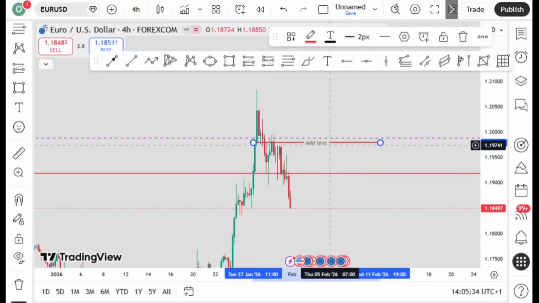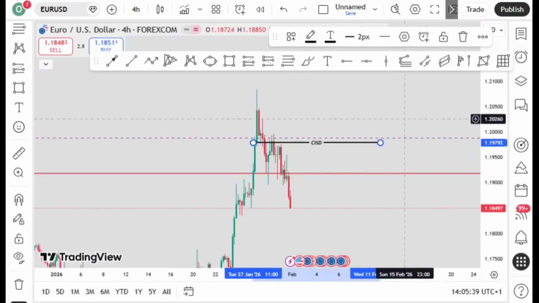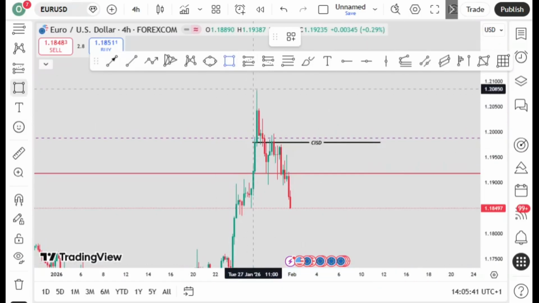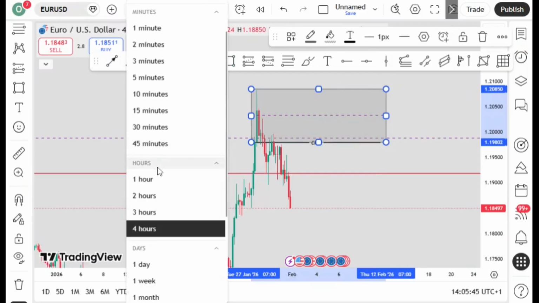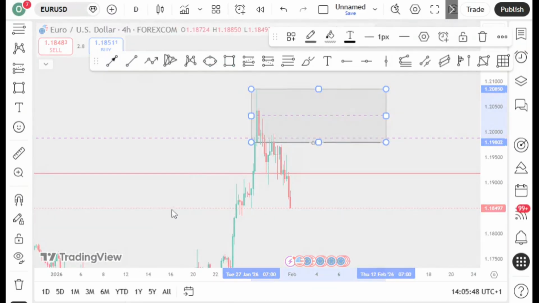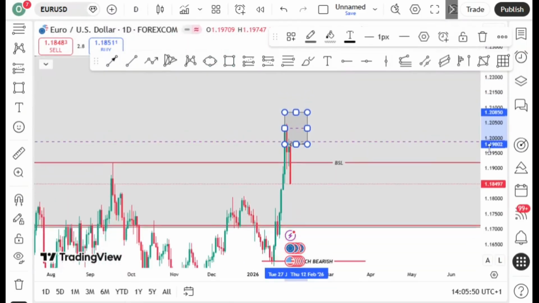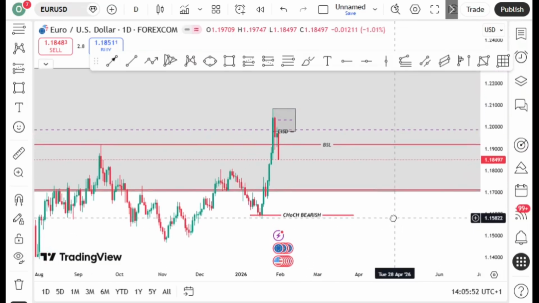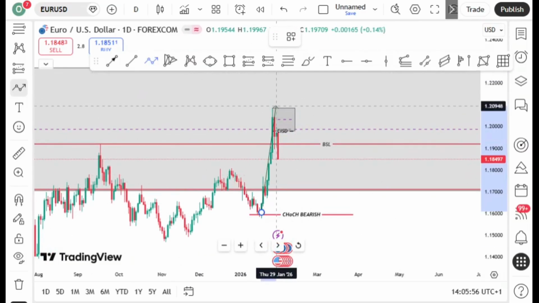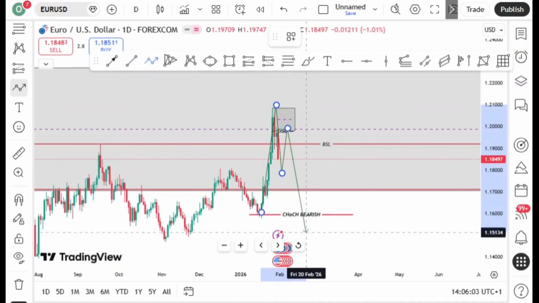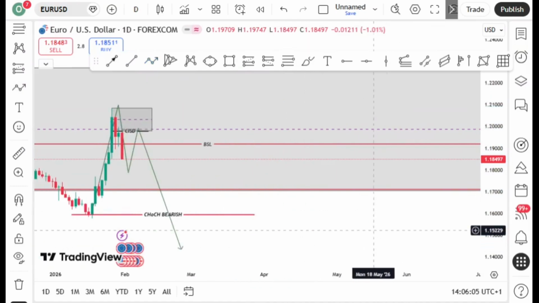I have my change of state of delivery right in here. And what would I be looking for? Here should be my POI for the new week. So we'll be expecting the next 4 hour candle or the next daily candle to do what? Retest, come back into the zone. We have this already. So we should be having a rejection around this area down here, then a break lower.